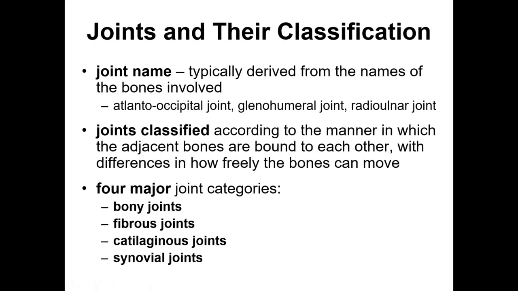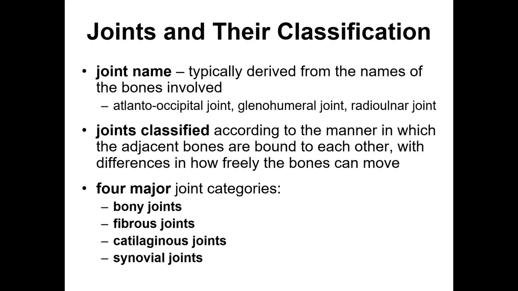So, joints are classified according to a couple of different things, and that's what we are going to talk about today. The name is typically derived from the names of the two bones involved. There are a couple of examples there: you can have an atlanto-occipital joint, a glenohumeral joint, or a radial ulnar joint. Those are all joints denoting the bones that are involved.